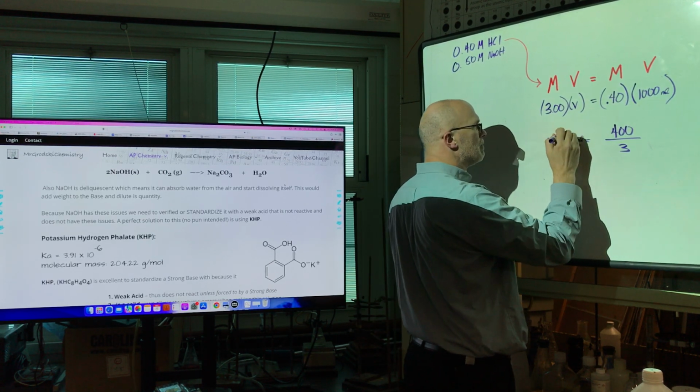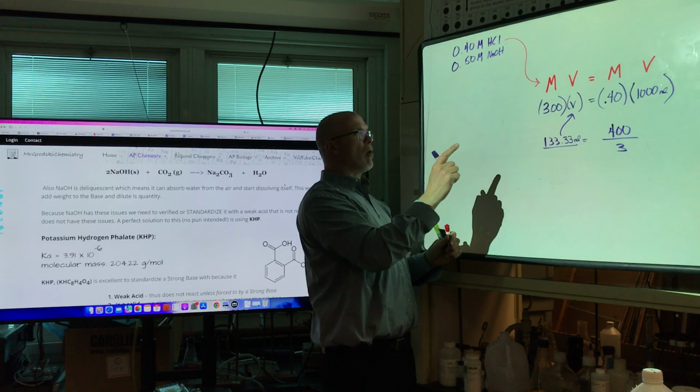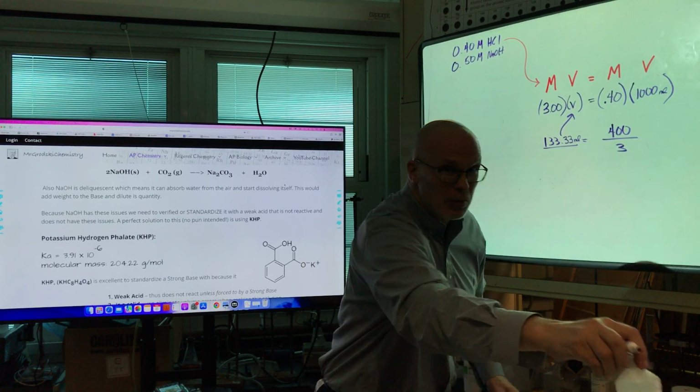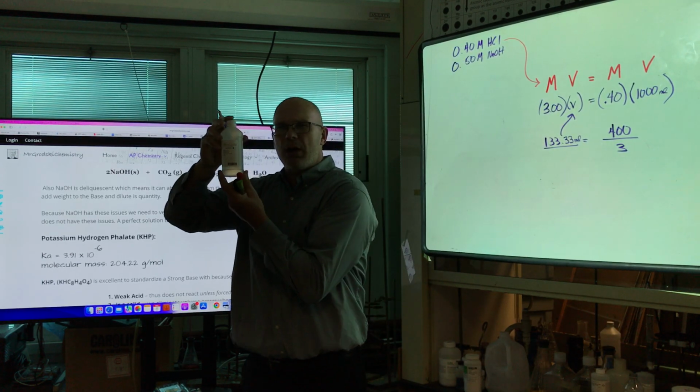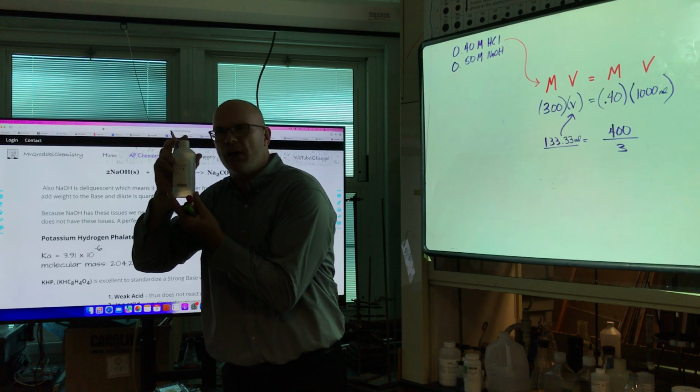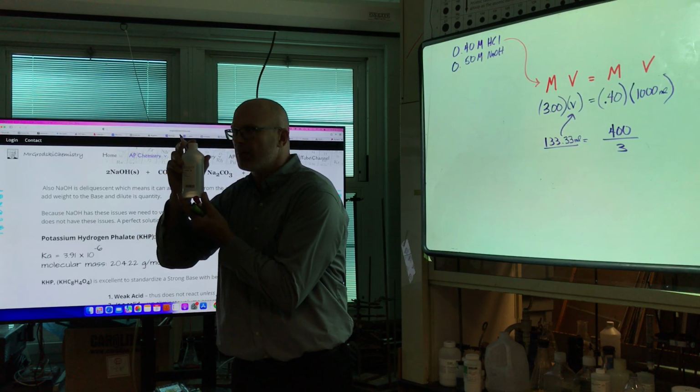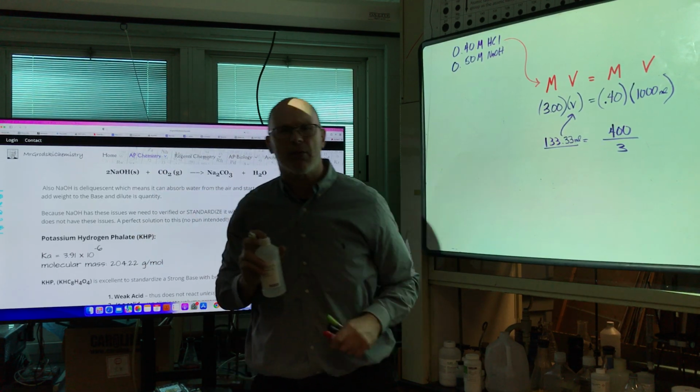So what does this mean? What this means, party people, is I've got to measure 133 milliliters of this stock solution. And somehow I have to make a liter of it. How do I do that?